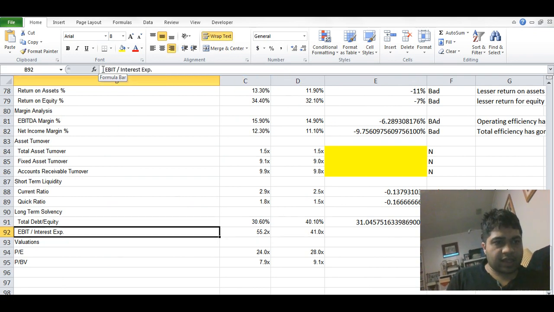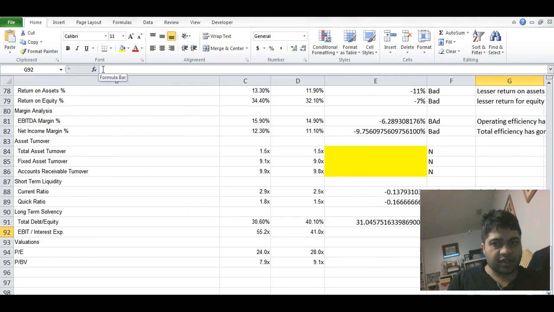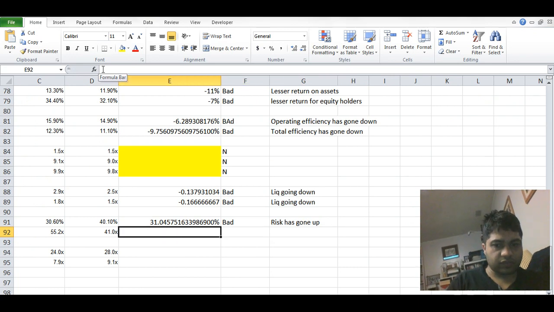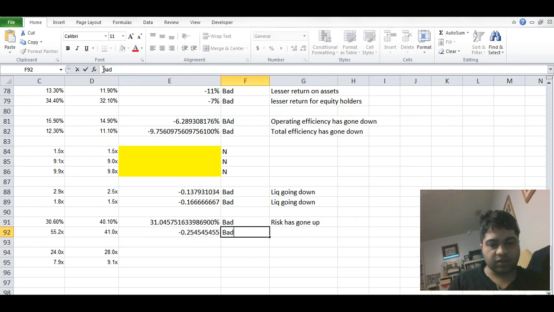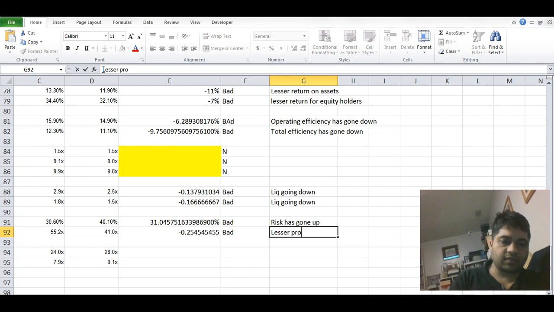Okay, then interest coverage ratio is down. So it is 41 divided by 55 minus 1, it is down by 25%. So that is bad. Lesser profits to cover interest payments.